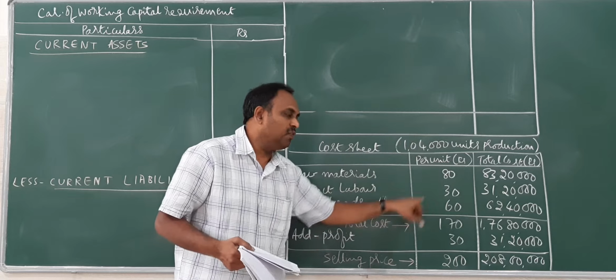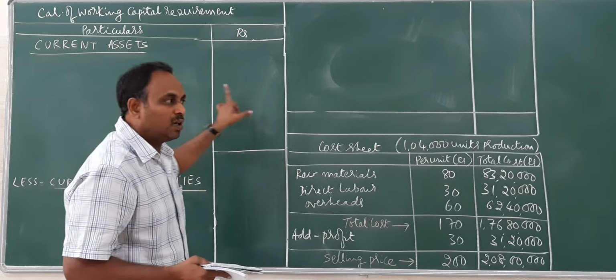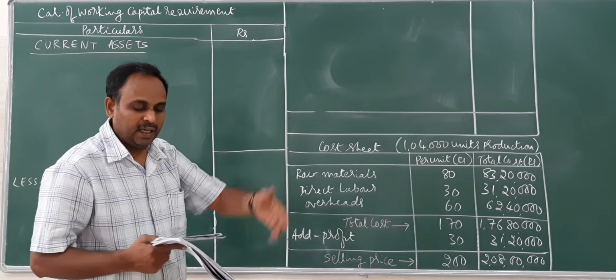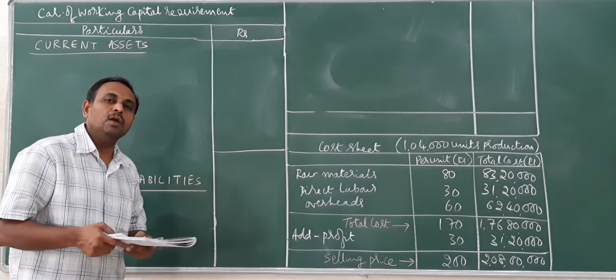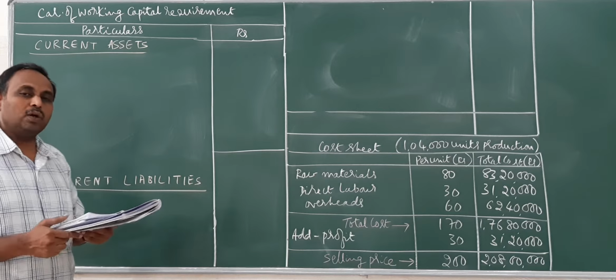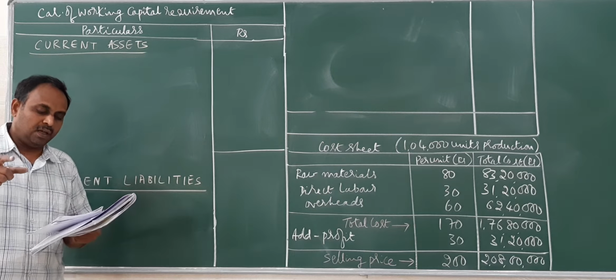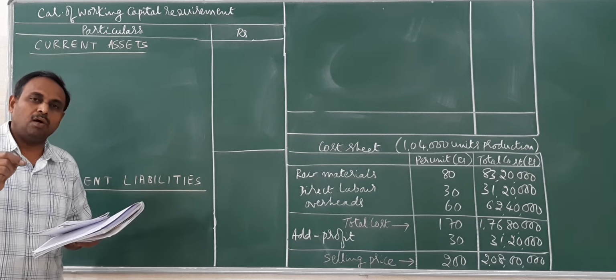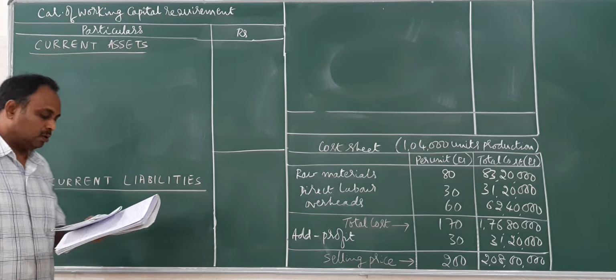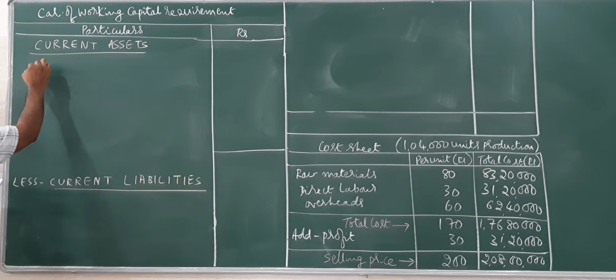So this is going to be very easy. When you do like this, working becomes easier. I'll explain to you how it is going to be easier for you. Now look at the first paragraph. Raw materials are in stock on an average of 1 month. So stock of raw material is a current asset.